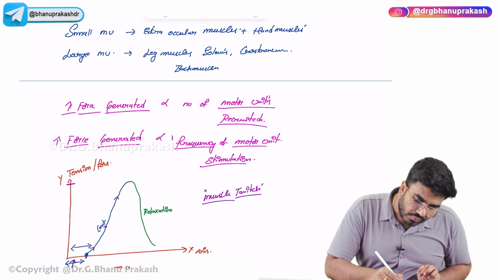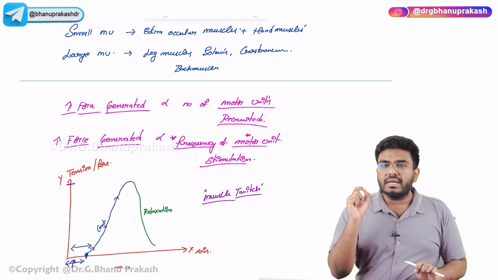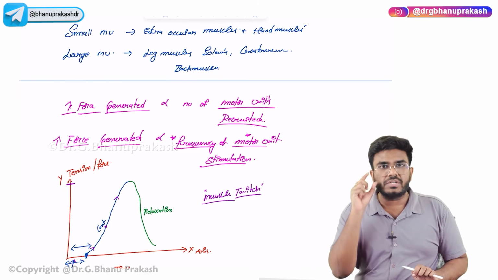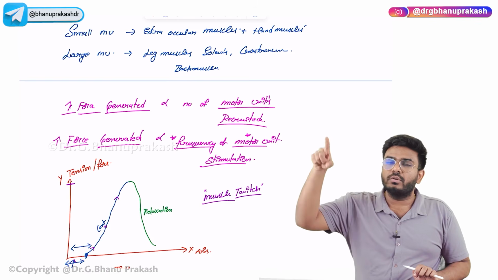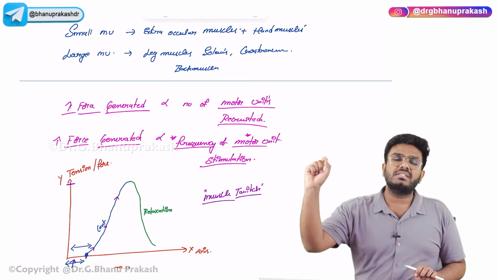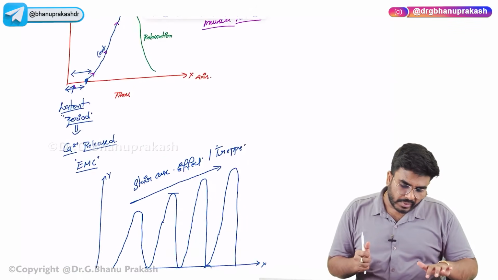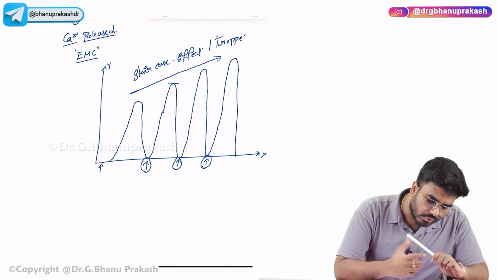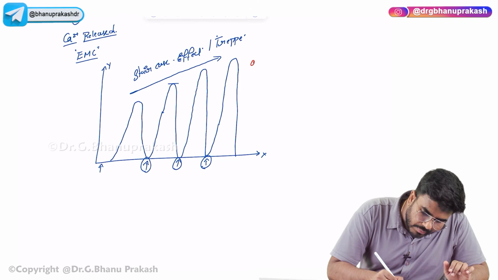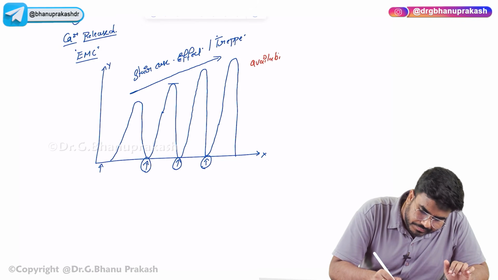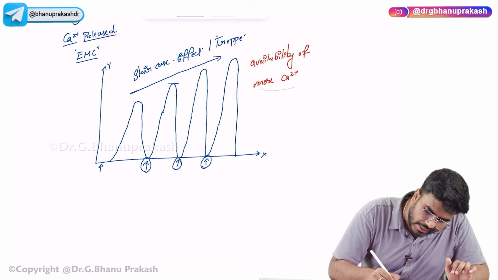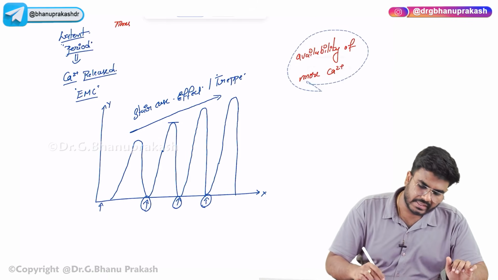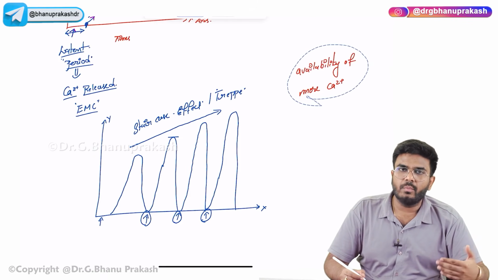Not only that, the frequency: if you give repeated stimulations, the force generated in the next contraction is going to gradually increase. This is called the staircase effect. Okay, tell me why there is this staircase effect. This is due to availability of more calcium. This may come up in your exam. The staircase effect at repeat is due to availability of more calcium.